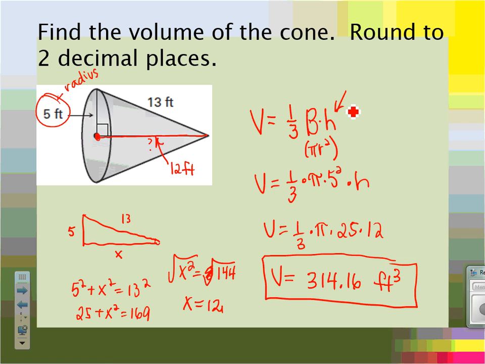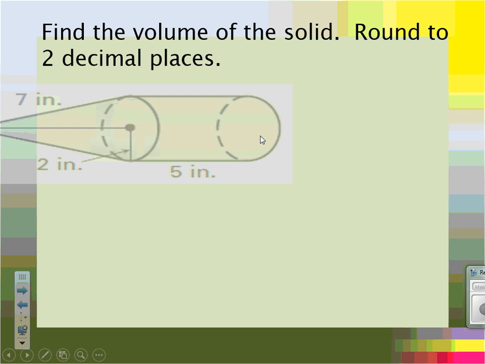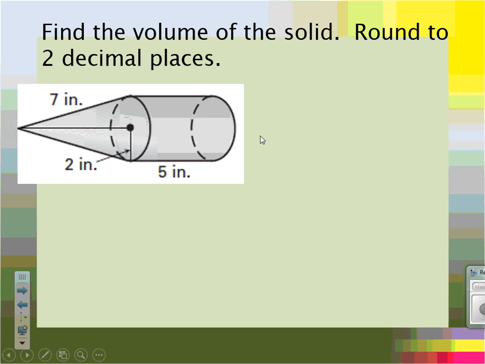Remember, this is the height of the total cone, not the slant height. Okay, be careful with that. All right, let's do one more. Find the volume of this complete solid. Okay, so I've got a couple of things happening here. I've got a cone and I have a cylinder.